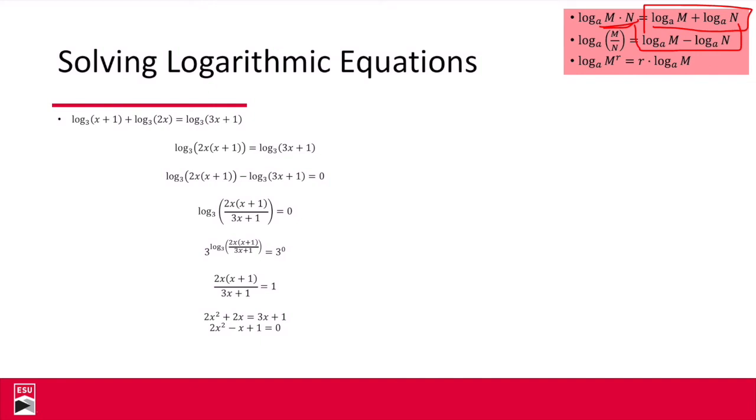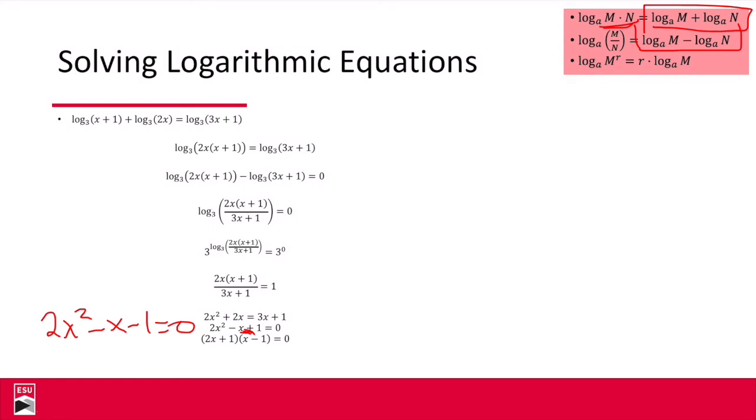I feel like I have a sign error, do I? So I have 2x squared plus 2x. Yeah, that should be minus 1. You can't even tell that's supposed to be a minus. So that should say 2x squared minus x minus 1 equals 0. So there, and I factored it correctly, so that's just a typo there. That should be minus 1.